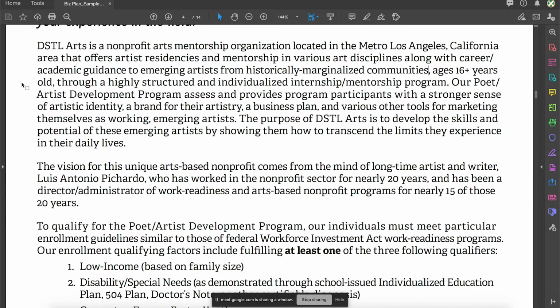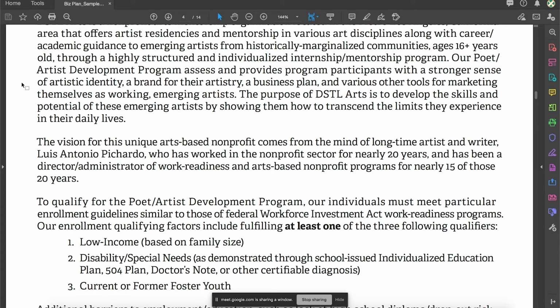Now, if you were doing this as an individual artist or as a person that's starting a creative services business, you might start off by saying something along the lines of, Business X is a boutique creative services organization located in the Metro LA area that provides creative writing services, copy editing, and copywriting for individuals seeking to... It starts to sound a little bit like a resume, but that's ultimately what this is, right?